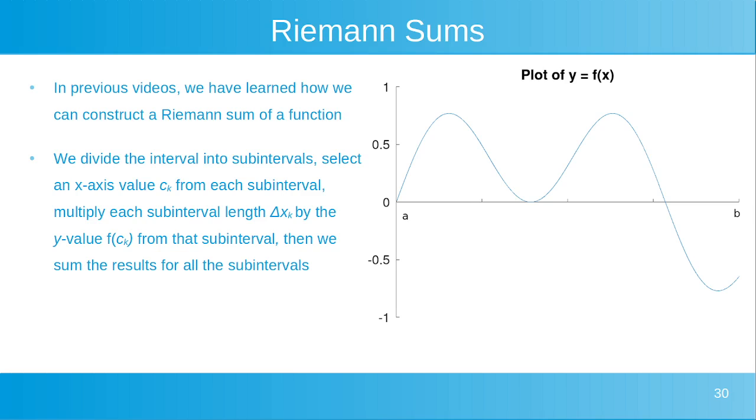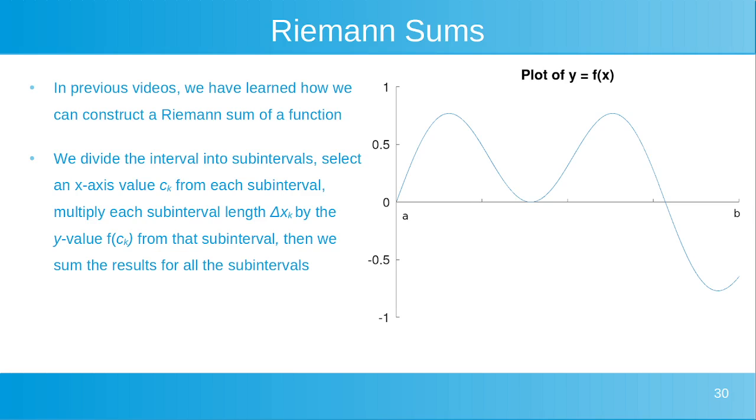So in previous videos, we've learned how we can construct a Riemann sum of a function. If we look at the right hand side of the screen, here we have the plot of a function y equals f of x. This is a continuous function that's been plotted on a closed interval from a to b.